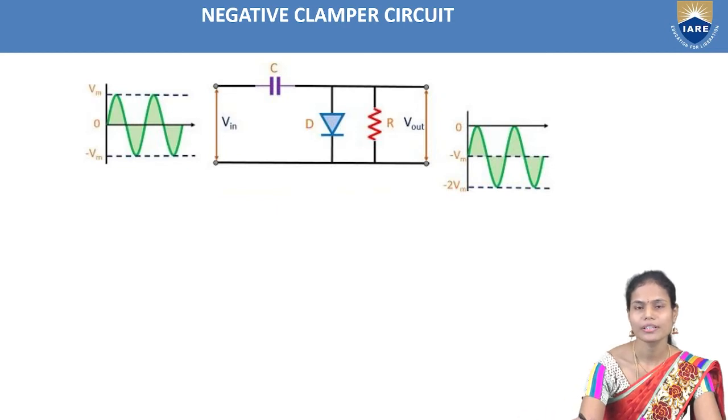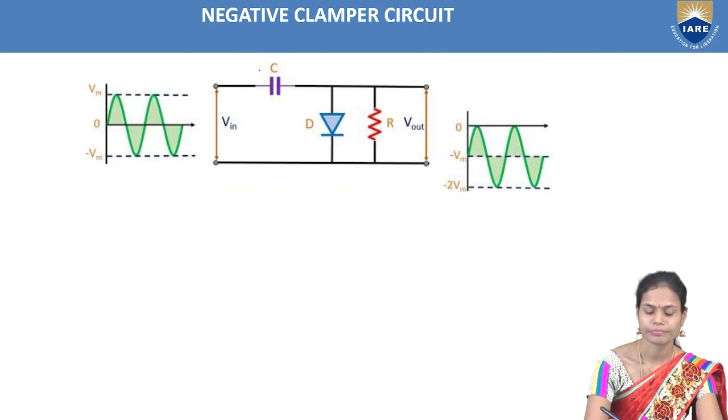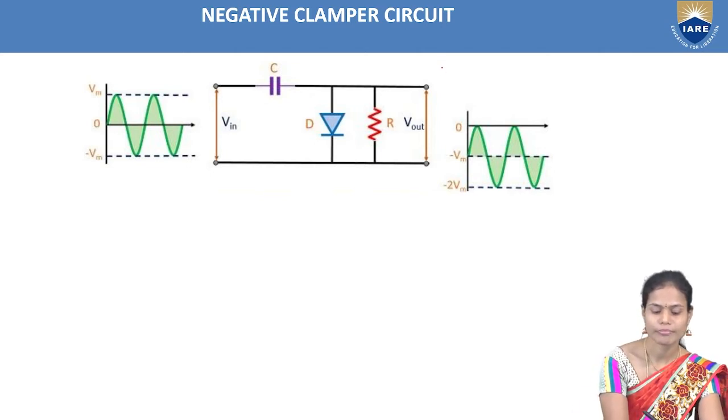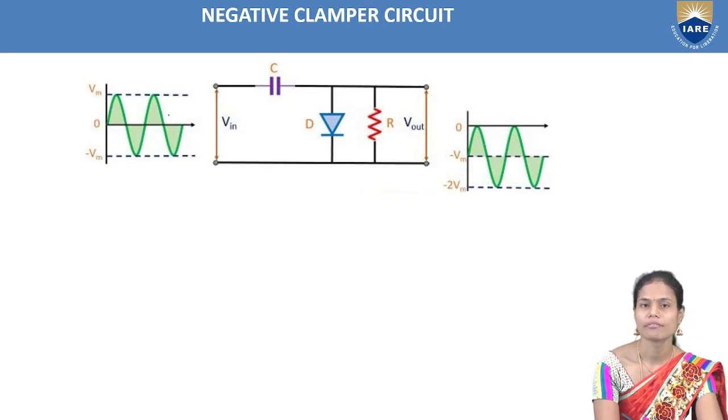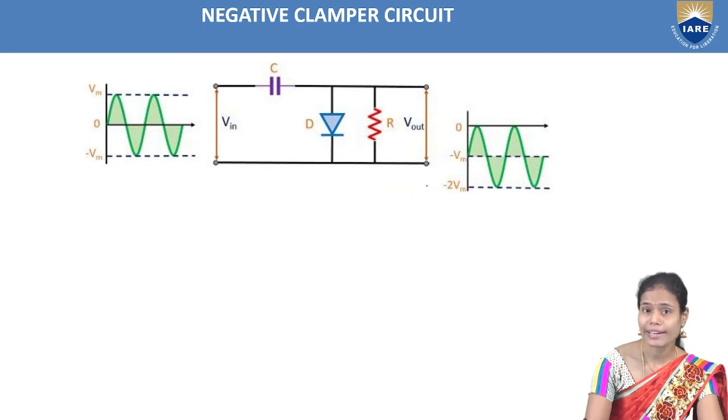So first of all, I am taking the negative clamper circuit. I have already mentioned that to construct the clamper circuit, we require the capacitor, diode and resistor. So I have taken all the components here. And always, to get the clamped waveform at the output, the diode should be parallel to the load or output here. In order to analyze this negative clamper circuit, I am giving a sinusoidal input with plus Vm in the positive direction, minus Vm in the negative direction. So the total voltage is 2 Vm here. And after clamping also, I should get the total output voltage as 2 Vm only.